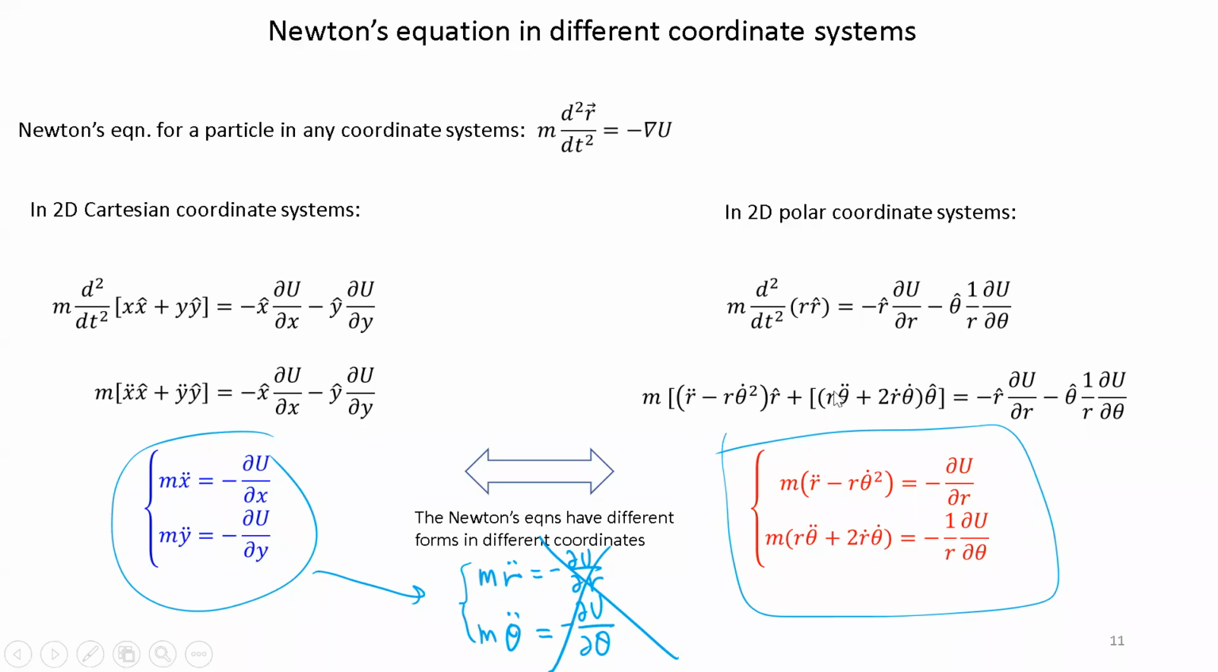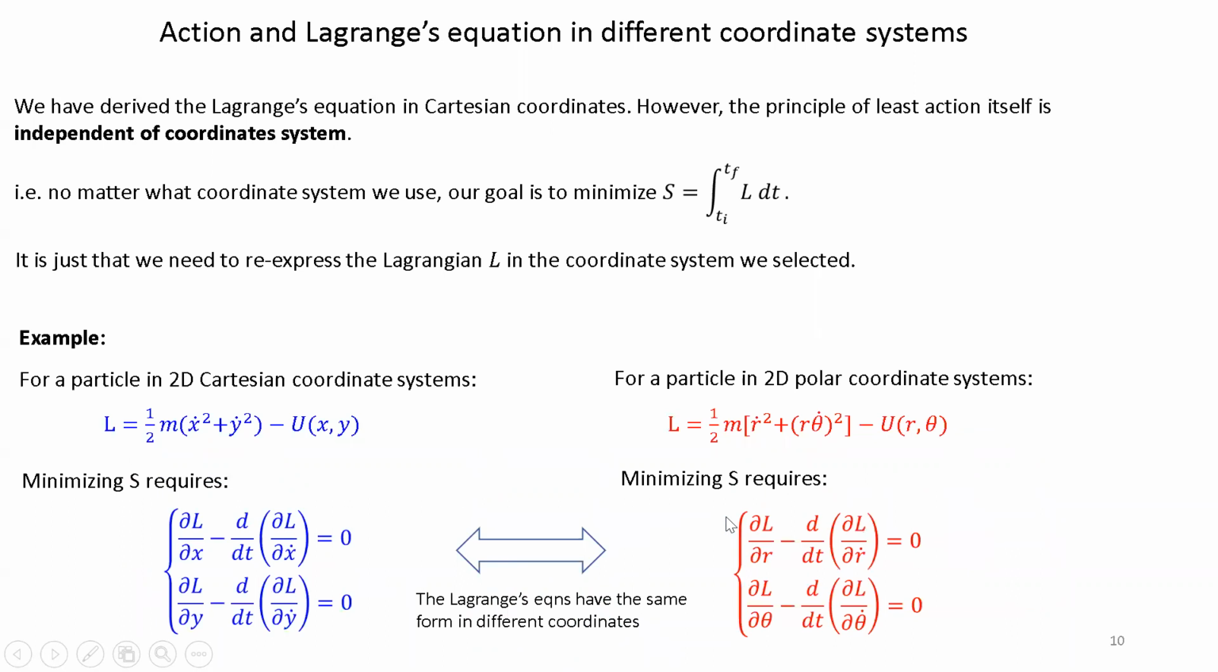Okay, but in the next chapter, you'll see that although here it looks more complicated, in some particular problem, which is known as the central force problem, you'll find that solving this set of equations is actually more convenient than solving this set of equations. But those are details that we need to talk about in the next chapter, not in this chapter. All I'm saying is that the form of Newton's equation is not invariant. However, that's not the case for the Lagrange equation.